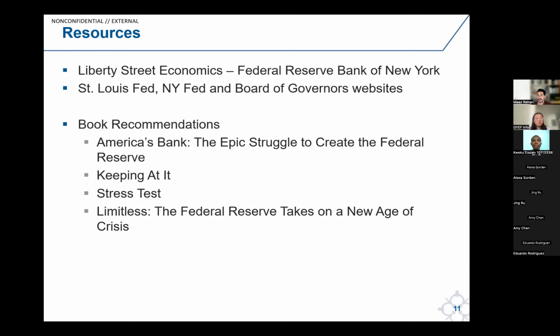Stress Test is a great book by Tim Geithner, talking about the financial crisis and the response to the financial crisis back in 2008. And Limitless, the Federal Reserve takes on a new age of crisis, is more recent and relevant to the COVID-19 pandemic and the impact that it created to the economy.